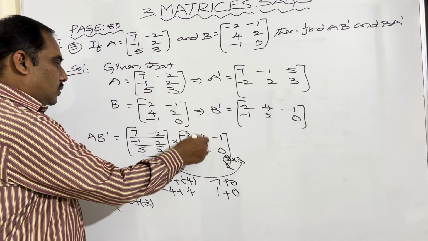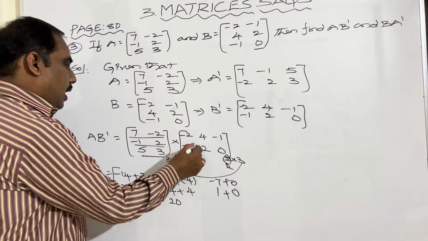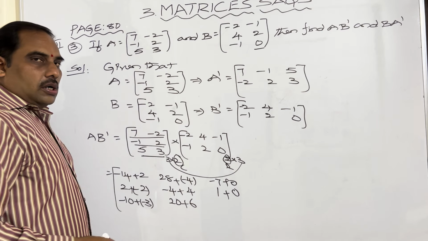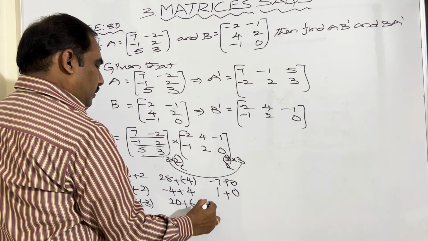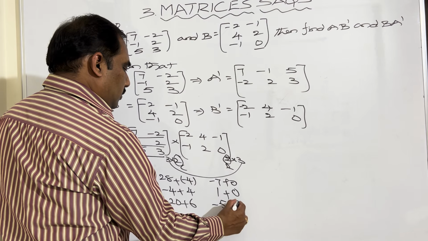So here, third row second column multiplying, 5 into 4, that is 20, and plus 3 into 2, that is 6. Here, third row third column multiplying, 5 into minus 1, that is minus 5, and plus 3 into 0, 0.